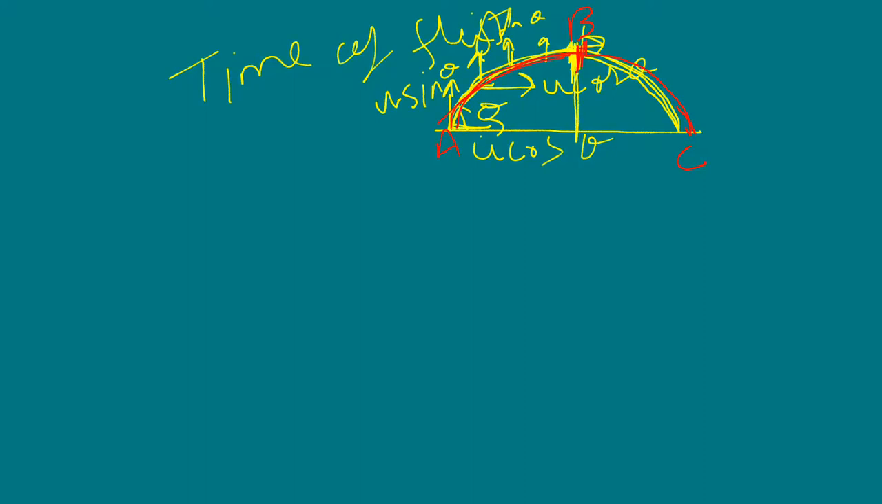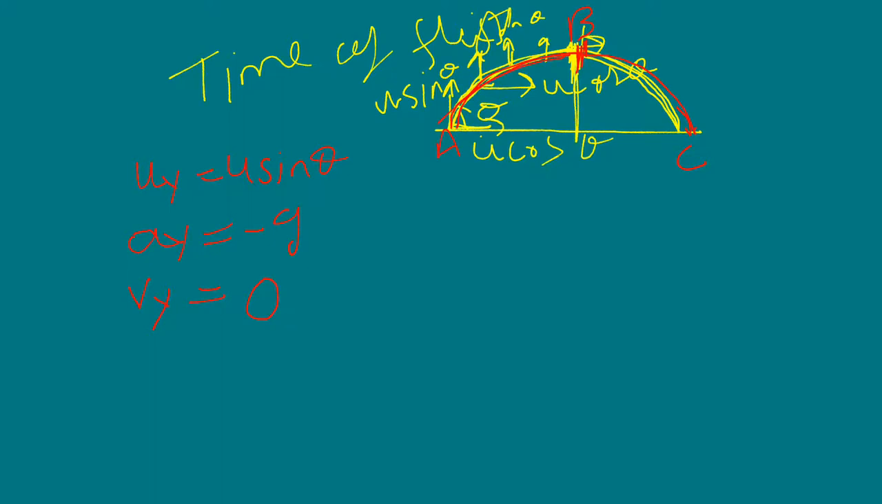Initial velocity along the y direction is u sin theta, and acceleration along the y axis depends on g. The ball is thrown upward against gravity, so we will take it as minus g. The final velocity along the y direction is 0, because at the top the vertical velocity becomes 0.